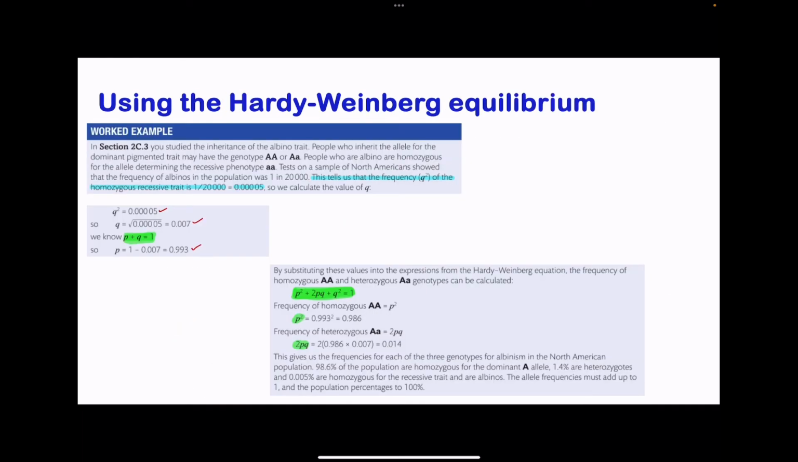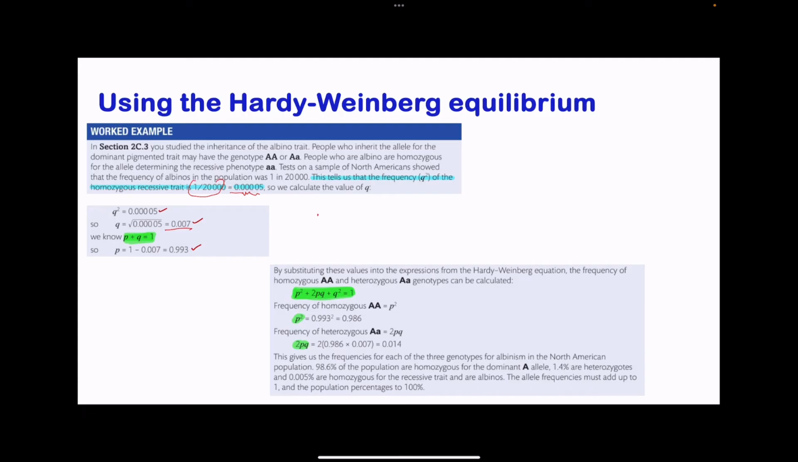Here we look at an example of using the Hardy-Weinberg equilibrium. And again, this is extracted from your textbook. In this question they say the frequency of albinos in a population is 1 in 20,000. So I'm going to use this, which is 1 over 20,000, to give us 0.00005. This is going to be the Q squared, which is the allele frequency for the homozygous recessive. And I can use that to find the Q, take the square root of that, and you get 0.007.